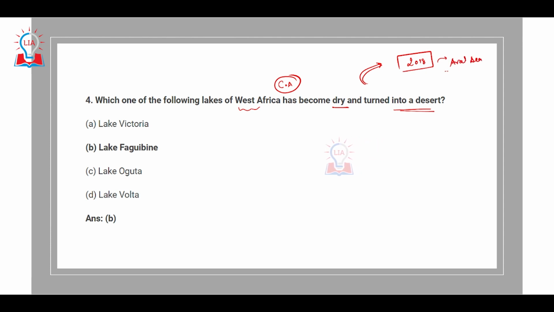The Aral Sea was the sea which is becoming drier at a very fast rate. So the question was: why is the Aral Sea becoming drier at such a fast rate? It was a location-based question.